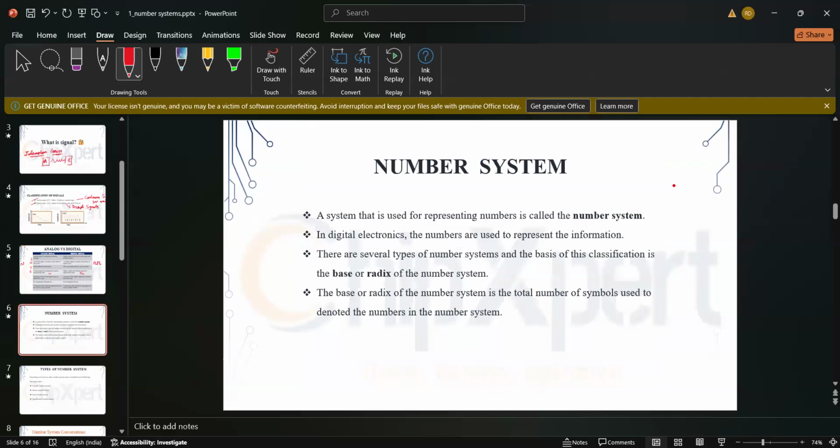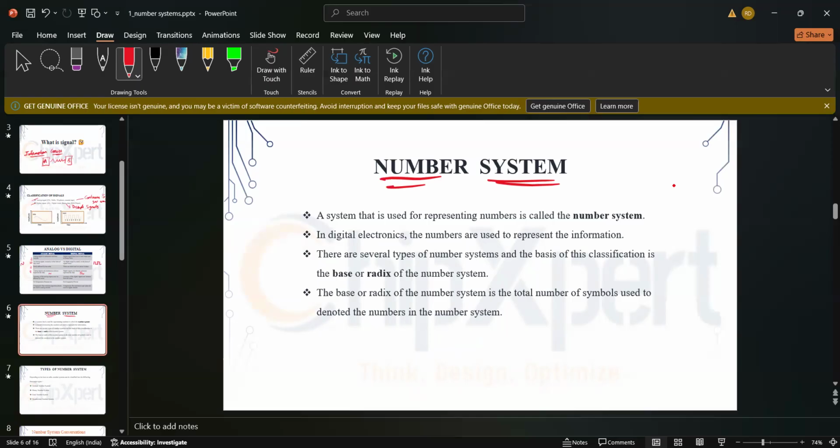The next topic is number systems. So what is a number system? Representing a number is what we call a number system. A number in digital electronics represents some information. So a number representing some information is what we call a number system. We have several types of number systems.